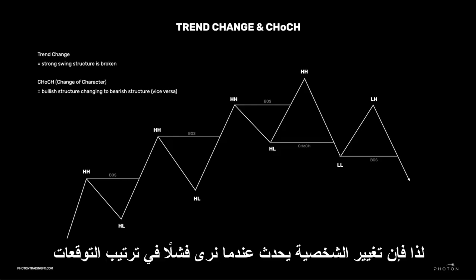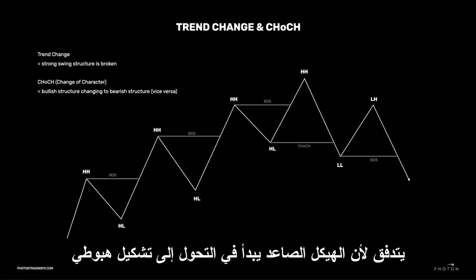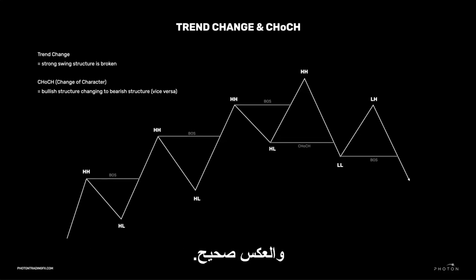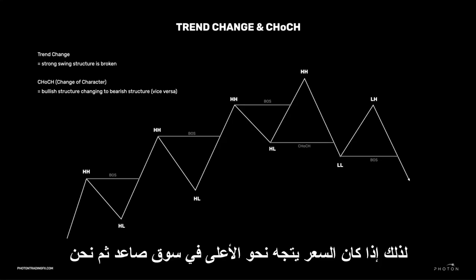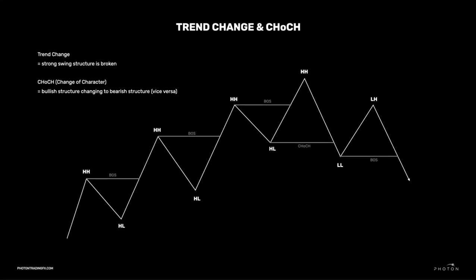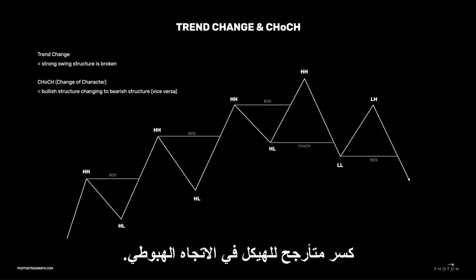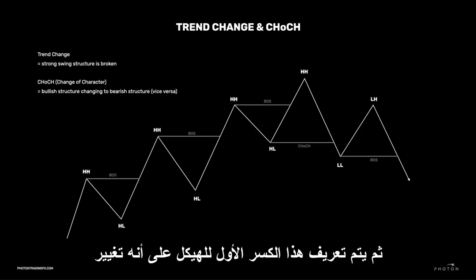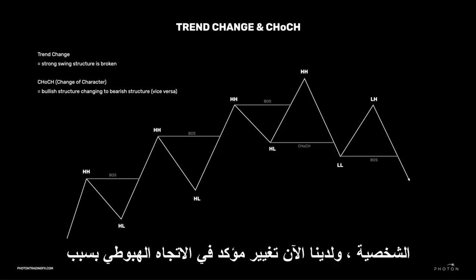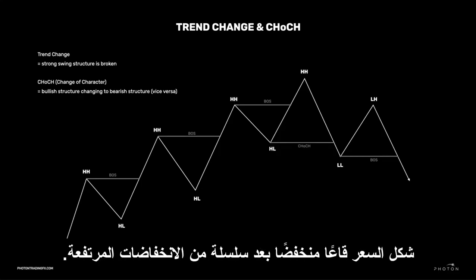So a change of character is when we see a failure of expectational order flow, because bullish structure starts changing to forming bearish structure, right? And vice versa. If price is trending to the upside in a bullish market, and then we see a strong low get taken out, so that we see a swing break of structure to the downside, then this first break of structure is defined as a change of character, and we now have a confirmed bearish trend change because price has formed a lower low after a series of higher lows.